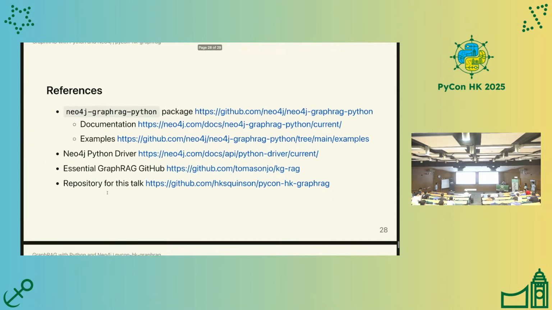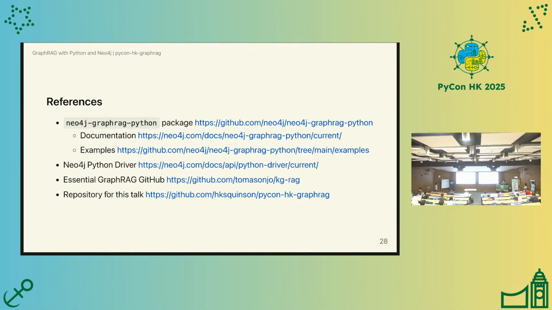So here are some references. I find the documentation examples from the GraphRAG package pretty useful, and some documentation on the driver. If you want to go deeper into more complicated methods like global GraphRAG, where you want the LLM to have a more holistic view, this book has some interesting code and goes a bit deeper into how these operations work. And finally, I also have a repository for this talk, and I've uploaded the slides and also some example code that you can play around with.